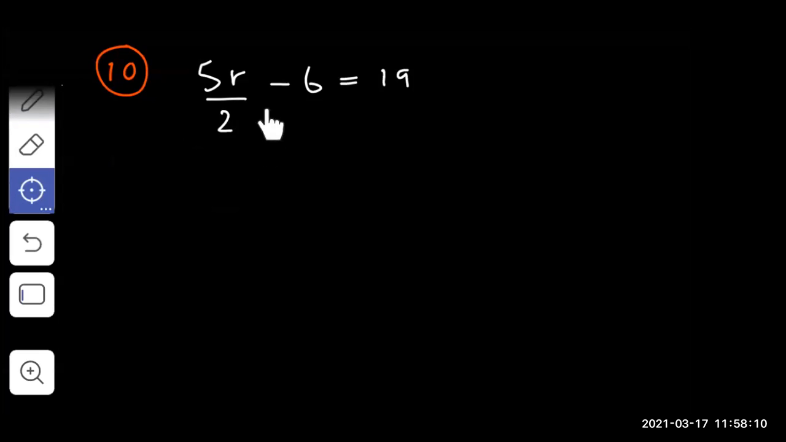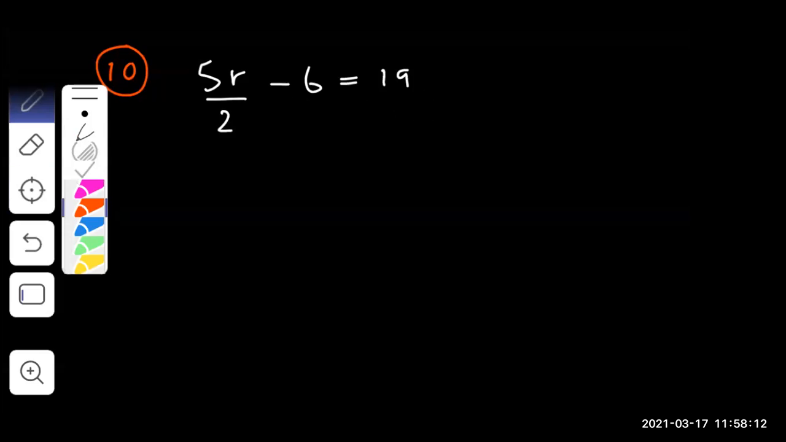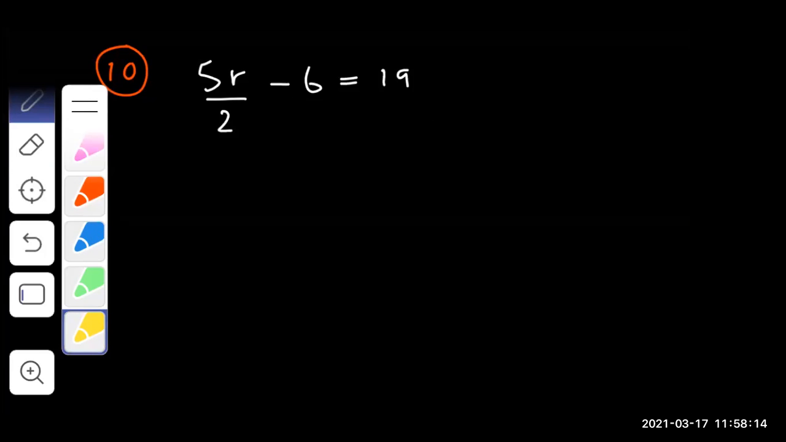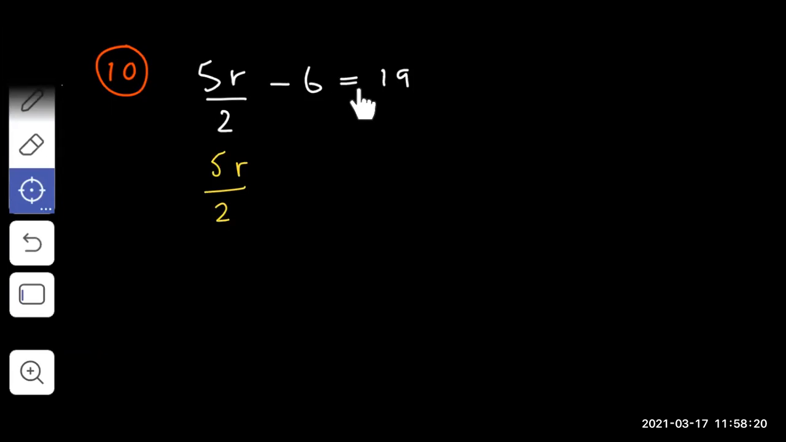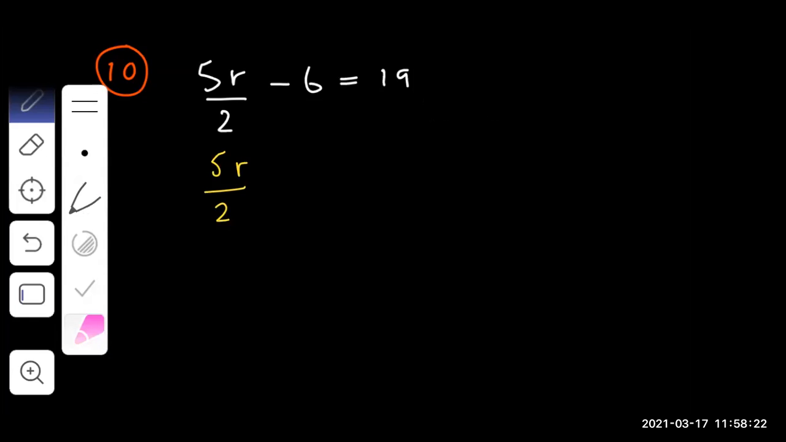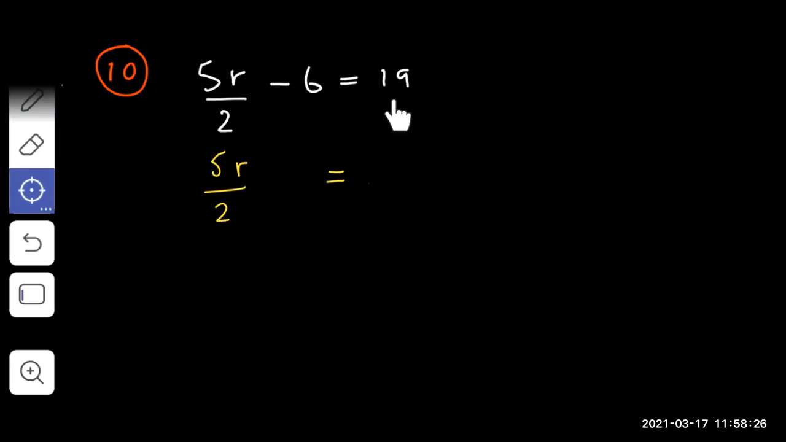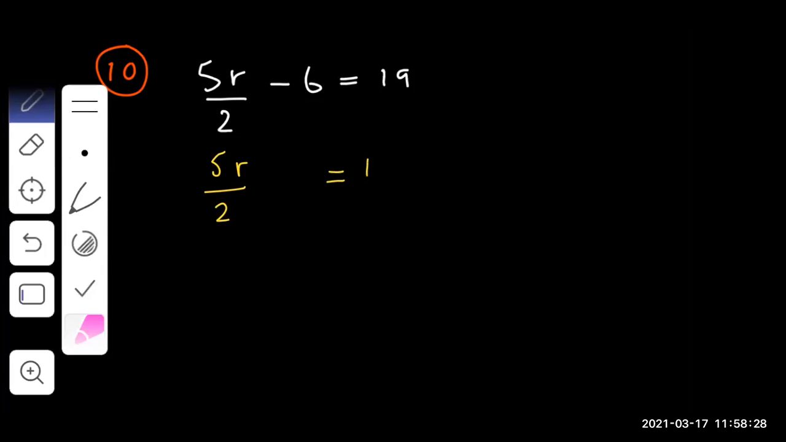We have 5r over 2 minus 6 equals 19. My goal, guys, is to leave the variables on one side, okay? 5r over 2, I just copied. Do I have another variable, r? No, we don't have. Fine. This 19, guys, I just get it down, 19.